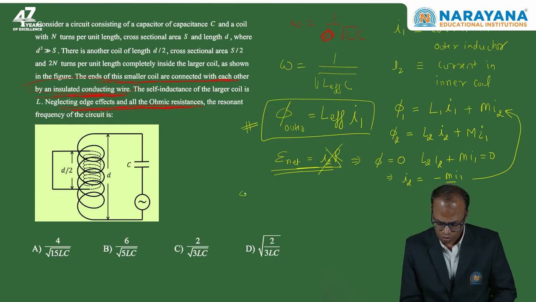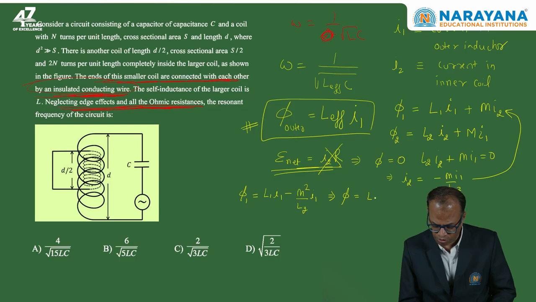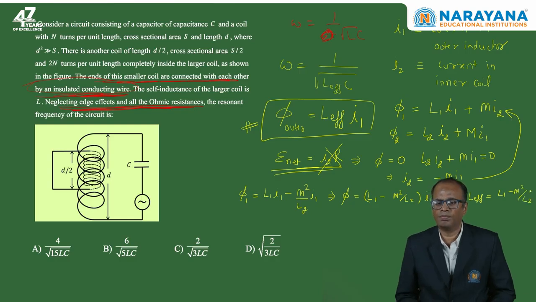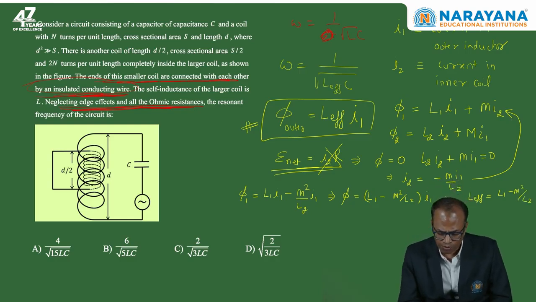I will plug this into this so that I get phi 1. Phi 1 will be L1 times I1 minus M squared by L2 times I1. So we have actually derived a formula for effective inductance of this case, L1 minus M square by L2 times I1. So the effective inductance is L1 minus M square by L2. Right. So this is what we are going to use.